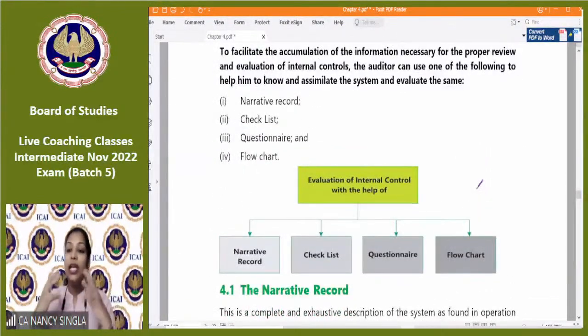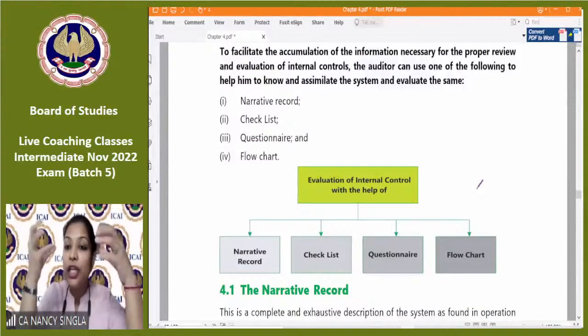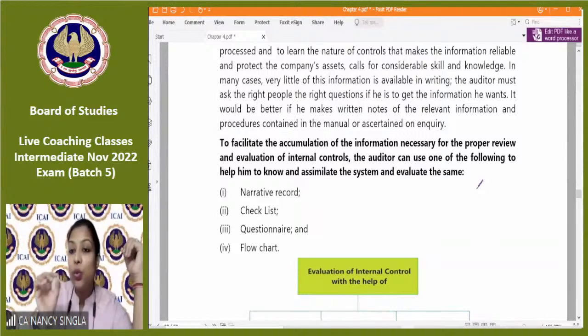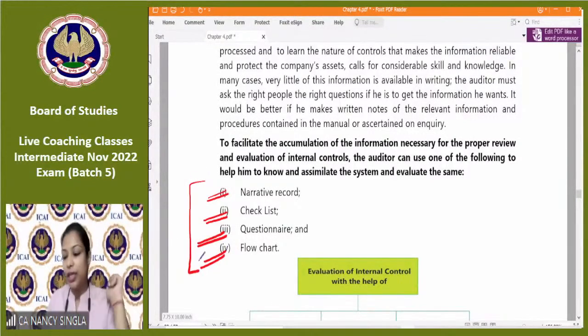See, when you are inquiring, when you are going through the manuals, is it possible to remember each and everything? You need to collect, you need to accumulate the data, you need to write it, है ना? And what are the 4 methods? These are narrative record, checklist, questionnaire, and flowchart. ठीक है? So we'll be discussing all these 4 in detail.